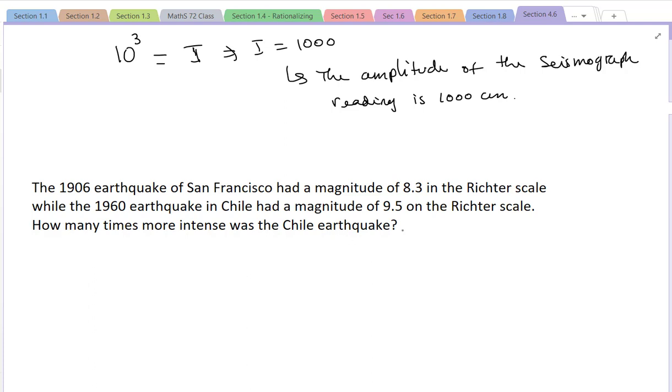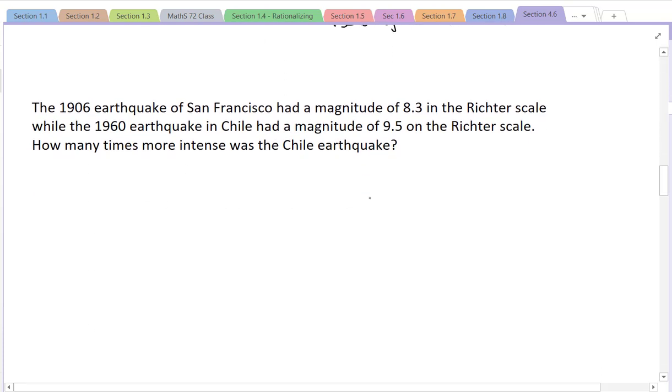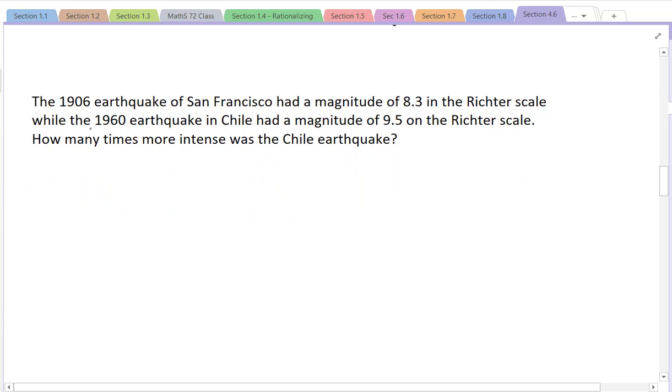Okay, so we want to know how many times more intense was the Chile earthquake than the San Francisco earthquake of 1906. So for this, because we want to know how many times more intense was one than the other, we want to take a look at the ratio of the two earthquakes. So I want to consider the ratio, and I'm going to say I, the intensity of the Chile earthquake over the intensity of the San Francisco earthquake.